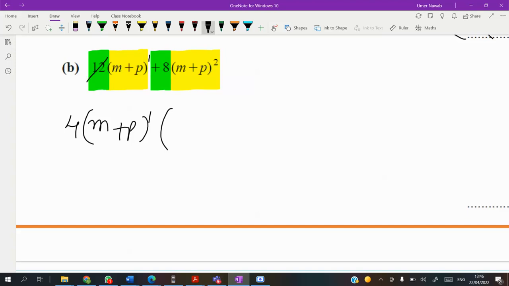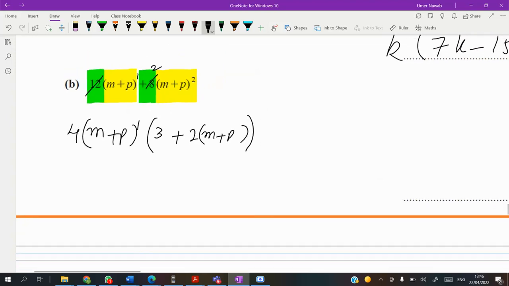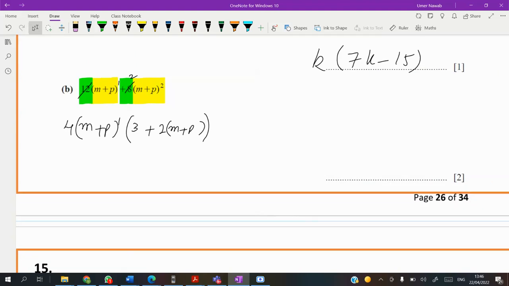The 12 divided by 4 is 3. M plus p is already out. And 8 divided by 4 is 2. So I'm going to write 2. Keep the brackets on, because m plus p whole squared: one of the brackets is gone out, one bracket is left. Do I need to copy the answer as it is, or do I have to simplify the second bracket? No. If you want to expand, you can. Otherwise, you can keep the same answer there.